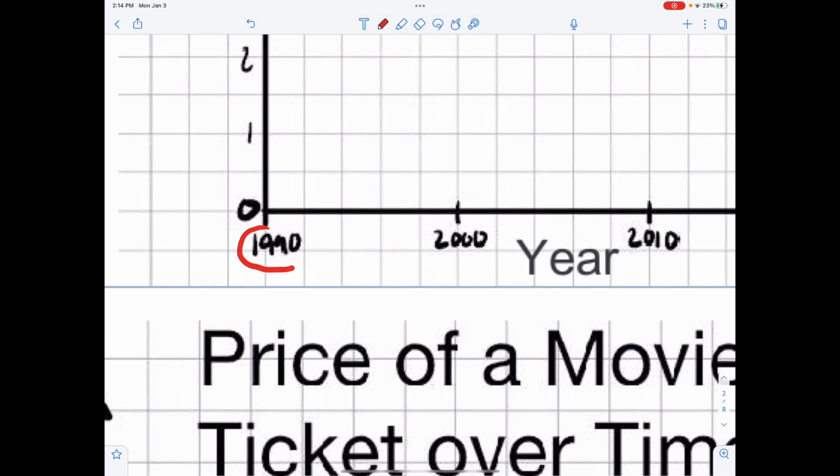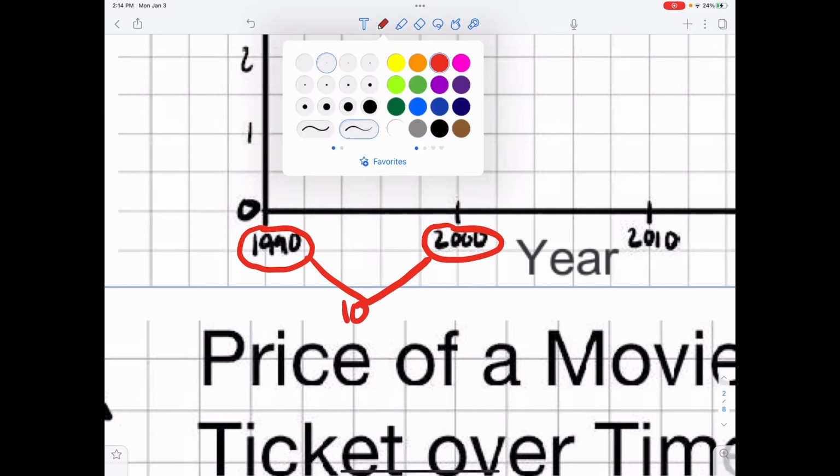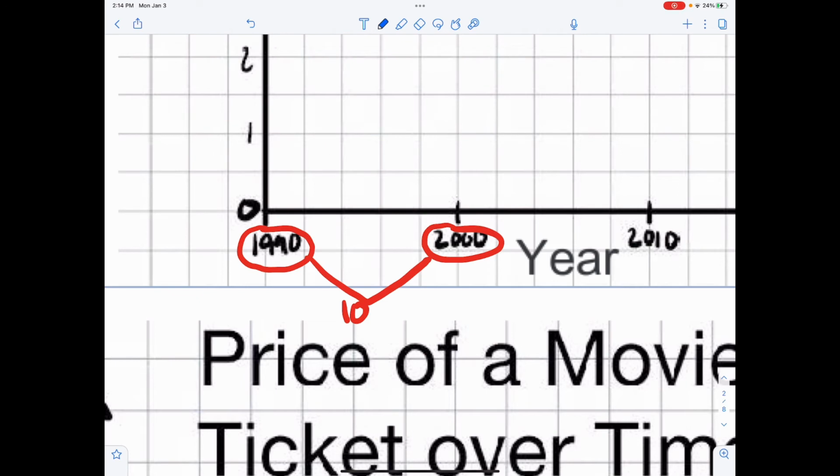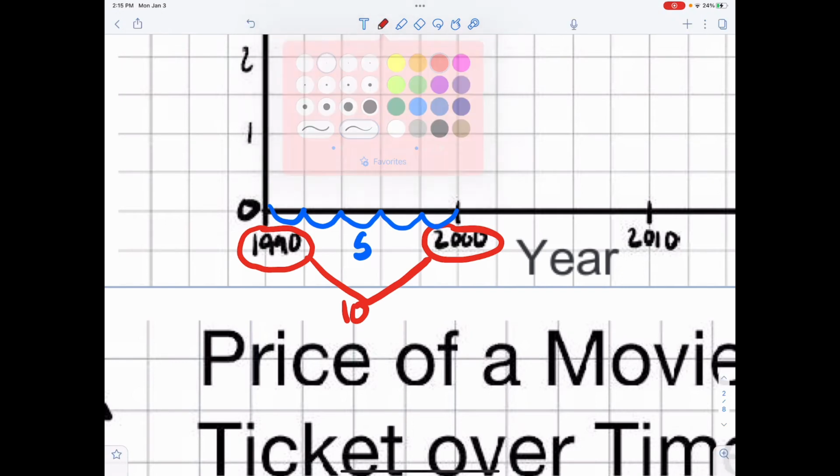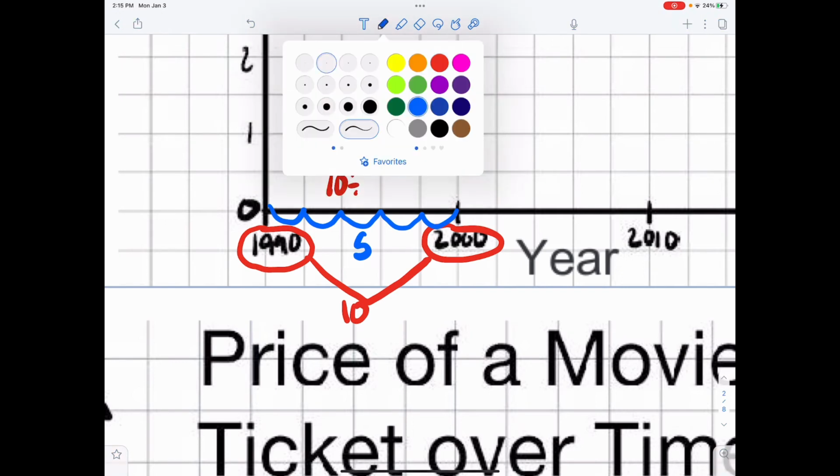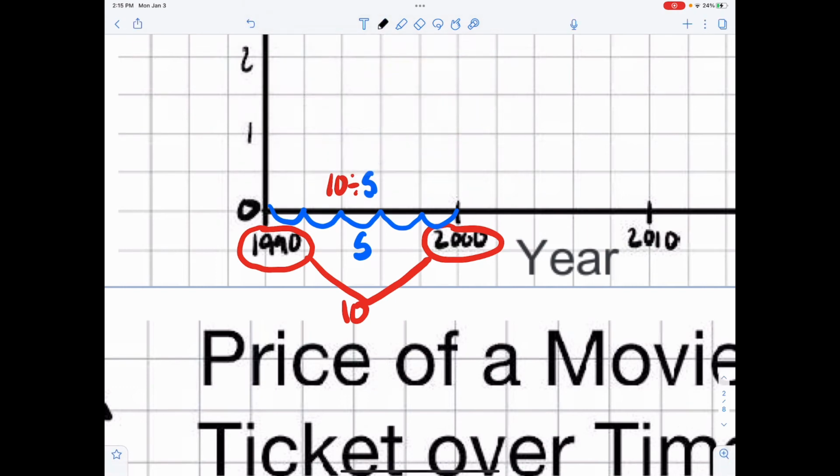I'm going to start with the x-axis here. We got 1990 and 2000. That is a difference of 10 years. Well, is the graph going up by ones? 91, 92, 93, 94, 2000. No, that's not it. So use the steps. Count the boxes. 1, 2, 3, 4, 5. 5 boxes over 10 years means that 10 divided by 5 is 2, which means that the graph is going up by 2s.